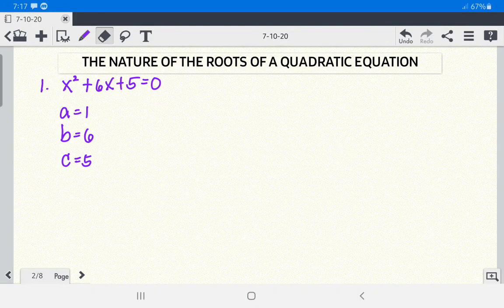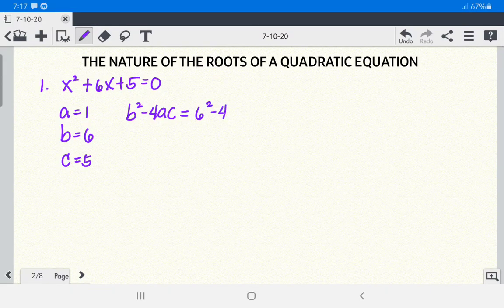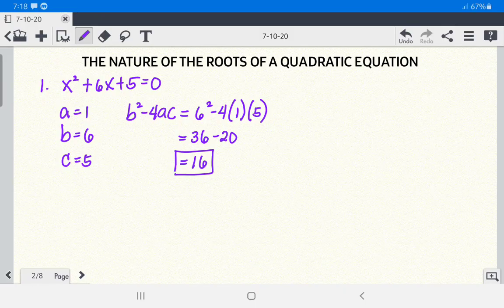Then after that, we're going to get the value of b squared minus 4ac, which is the discriminant. So, substituting, the value of b is 6, so 6 squared minus 4 times the value of a, which is 1, times the value of c, which is 5. Then 6 squared is 36. Negative 4 times 1 times 5 is negative 20. Then 36 minus 20 is 16. Okay? As you notice, 16 is greater than 0 and a perfect square.